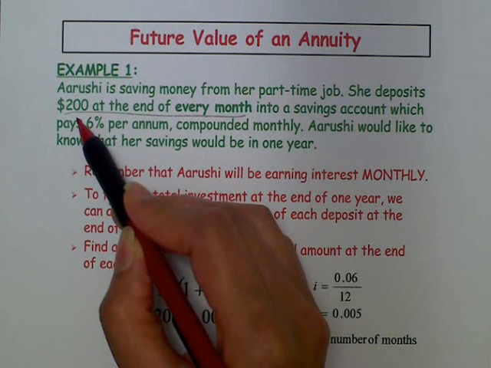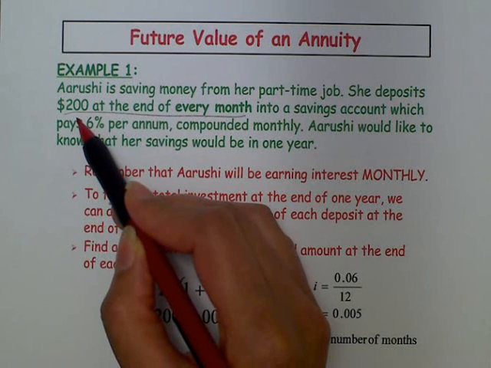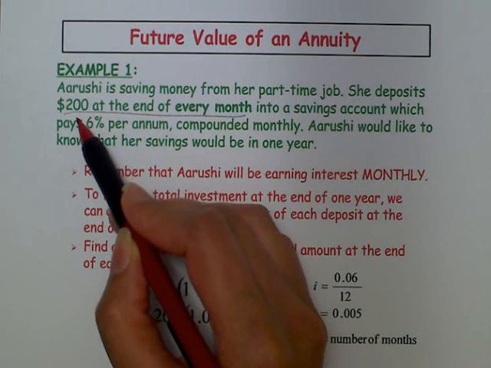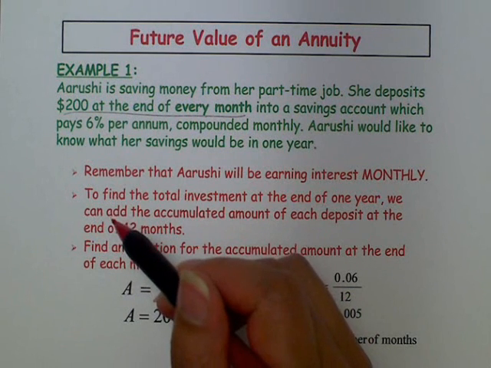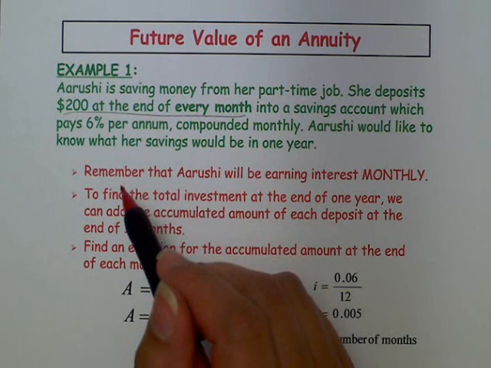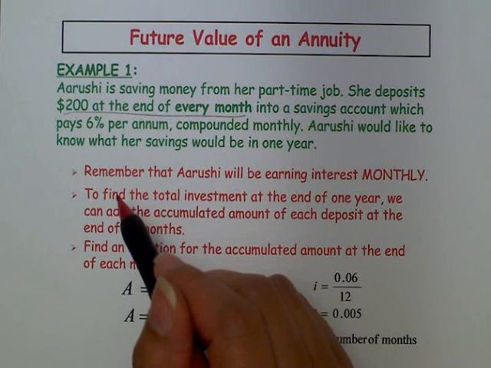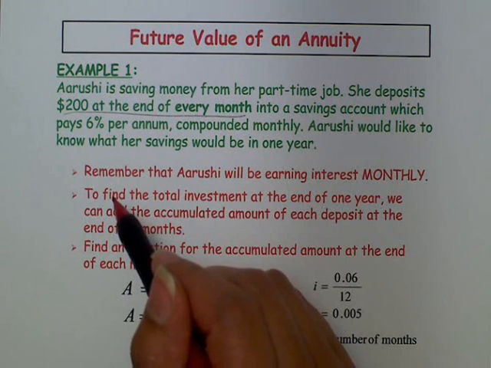So that $200 she puts into the account at the end of January will gain interest for 11 months until the end of December. Okay? Then at the end of February, when she puts in another $200, that amount will stay in the account till the end of December. So that $200 is also going to earn interest, but it will only get interest for the next 10 months. From the end of February till the end of December ends up being 10 months.